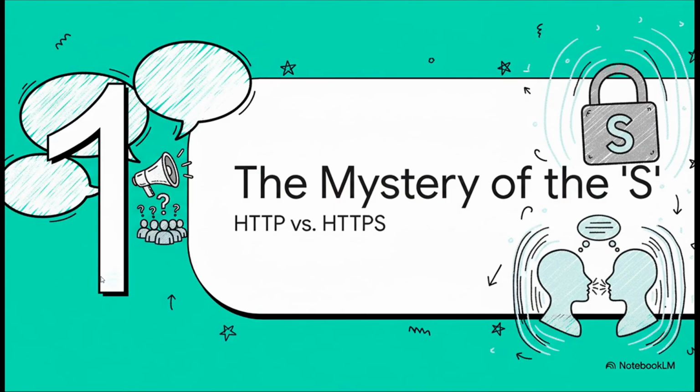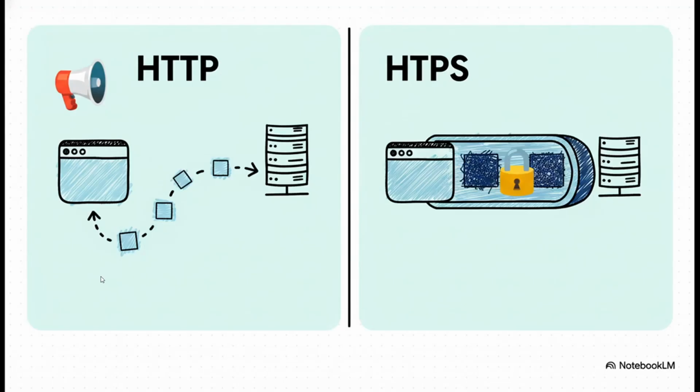Let's break that down. So at their core, both HTTP and HTTPS are just rulebooks, or protocols, that let your browser talk to a website server to pull up the page you want to see. They're both trying to do the same basic job, but how they do it, well, that couldn't be more different. One is a public broadcast, and the other is a secret message.